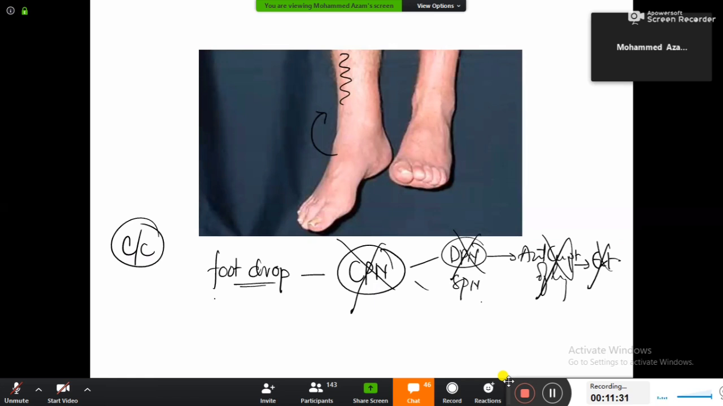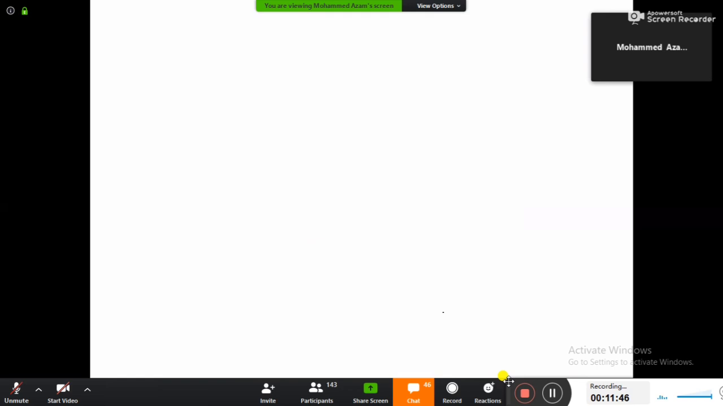So this condition is actually foot drop condition, and in foot drop condition they'll ask you the nerve involved. The nerve involved will be common peroneal nerve. The nerve involved in the foot drop condition will be common peroneal nerve. This completes one of the important topics. Now let us go to the next topic.